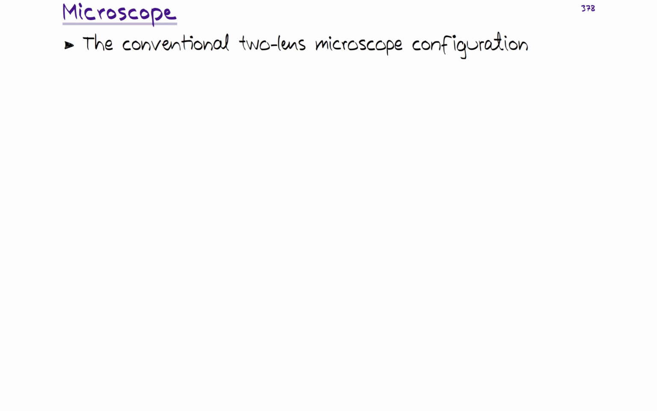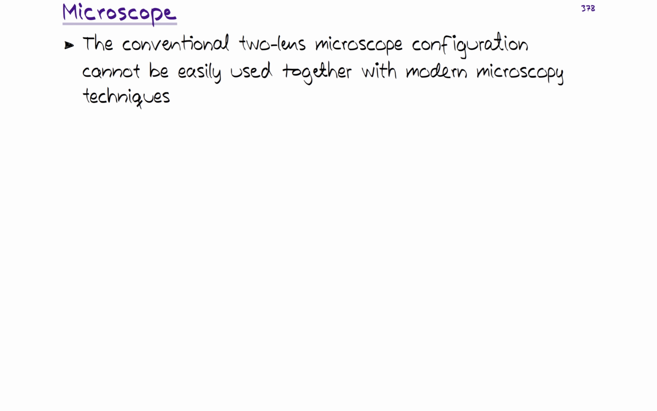Then let's now go into the other configuration as I promised. The conventional two-lens microscopes are being used, but the trouble is that they cannot be easily used together with more modern microscopy techniques. I'm now speaking about fluorescence microscopy, where in fact we are using fluorescent dyes as objects of interest. We tag our specimens, usually biological specimens, properly with fluorescent dyes. And then through the microscope, we're actually seeing the emission of these fluorescent dyes.